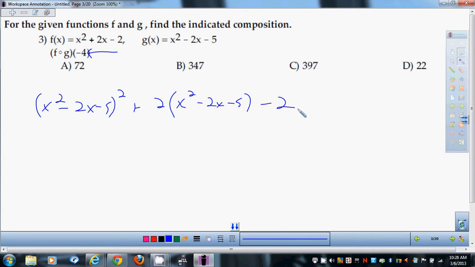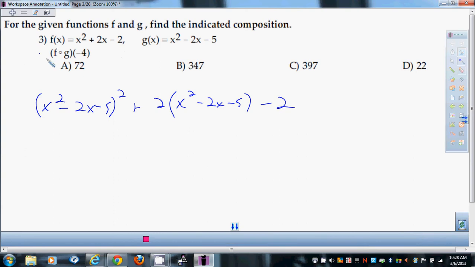The one tomorrow will not be this lengthy, but you will have to do some foiling and stuff. So, the first one. Actually, let's do this part first. So first, f of g.